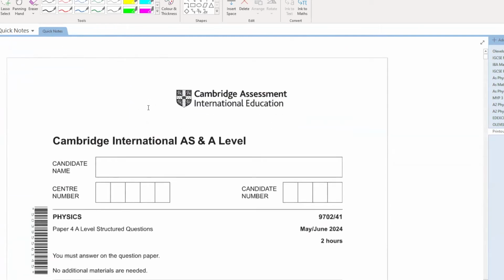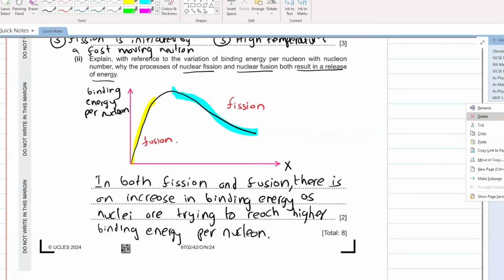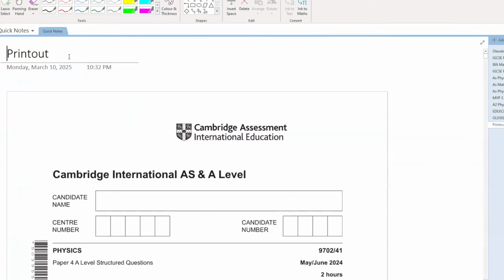Yeah, please take out this paper. We are doing May June 2024, and this is your May June 2024 paper. This is variant 1.